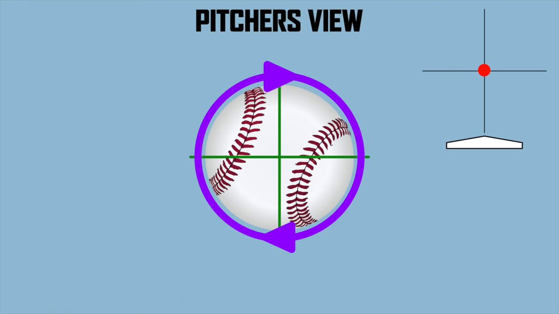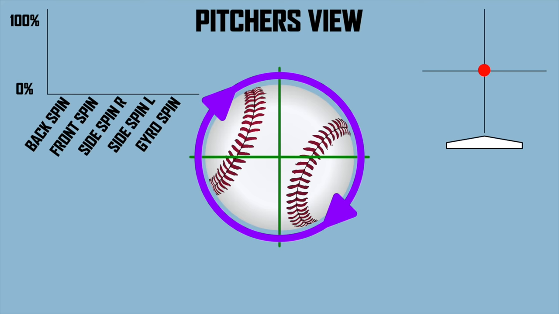Similarly with a bullet, it spins around in a circle so it stays straight. So you can see in the movement plot up here in the top right corner that this ball is going to move dead straight. It's not gonna rise or fall or move to the right or move to the left. It's gonna be dead center. So it's important to understand that gyro spin is going to produce no movement due to spin. And you can see in the top left corner here, I have backspin, front spin, side spin to the right, side spin to the left, and gyro spin. So the ball spinning like this is going to produce 100% gyroscopic spin.